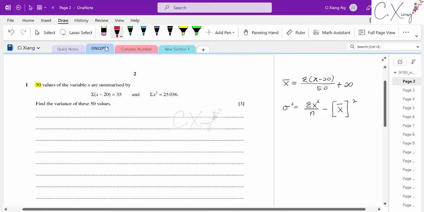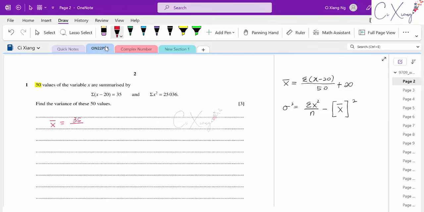to calculate the mean first. So the mean equals 35 divided by 50, then plus 20, and I get 20.7 for the mean. Then to calculate the variance, I will apply the second formula, because according to the information given here, we have the summation of x squared. So the summation of x squared is 25036 divided by n, which is 50, and minus the mean square, so 20.7 squared.